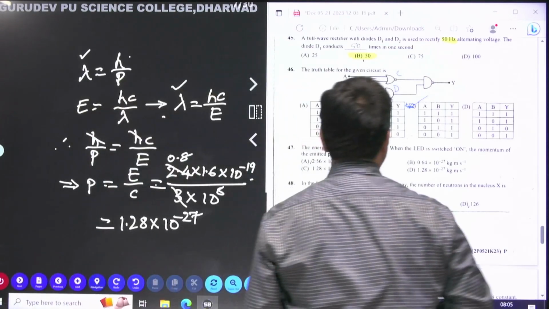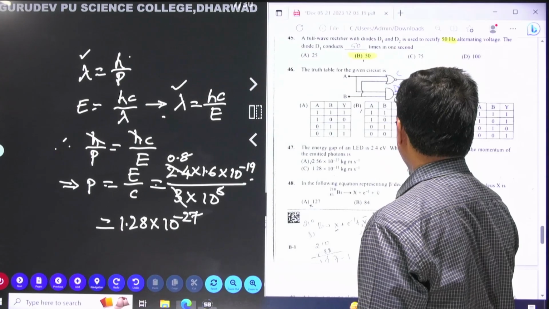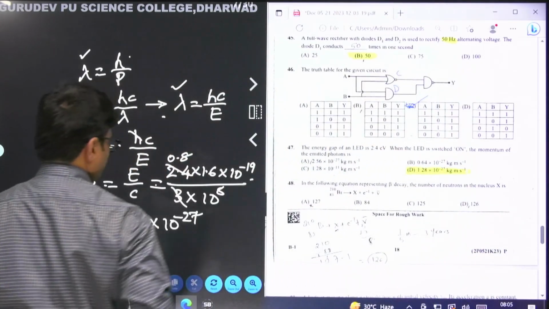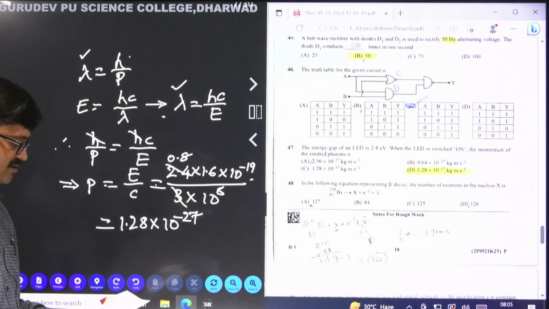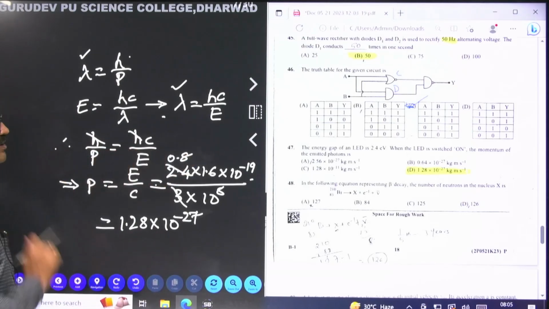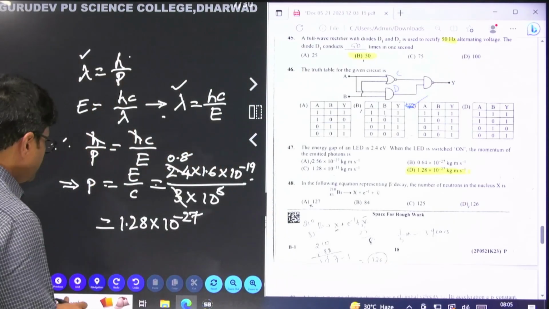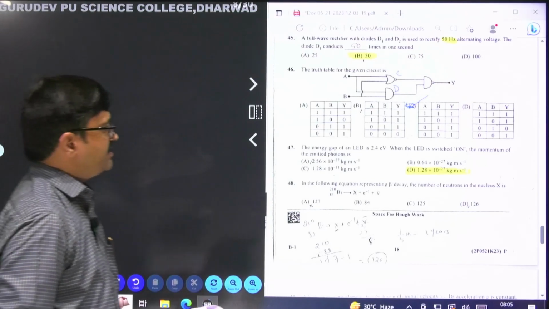So our answer in this case, my dear friends, is option D: 1.28 into 10 to the power minus 27 kg meter per second. So this was the 47th question. Hopefully you are following what we are solving here. Let me move on to the next question, the 48th question.